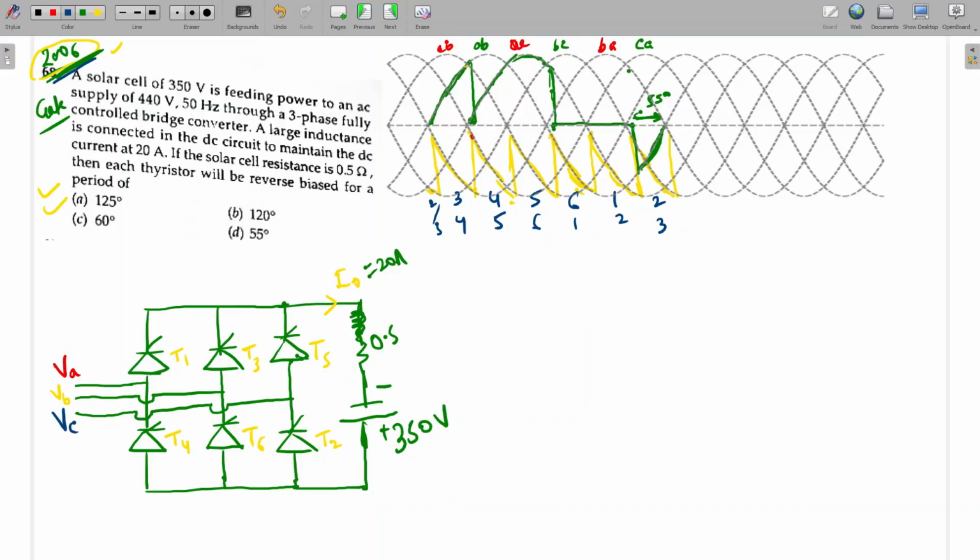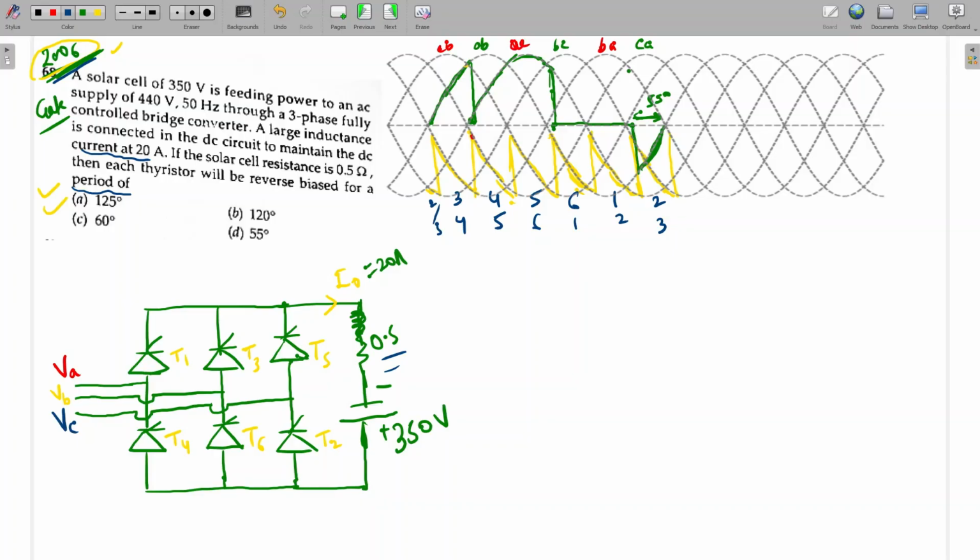A solar cell of 350 volt is feeding power to an AC supply of 440 volt, 50 hertz, three-phase, fully controlled bridge converter. A large inductance is given such that the current has a ripple-free 20 ampere, and the resistance is 0.5 ohm. Then each thyristor will be reverse biased for a period of. So we have to calculate the continuous reverse bias period of a thyristor.